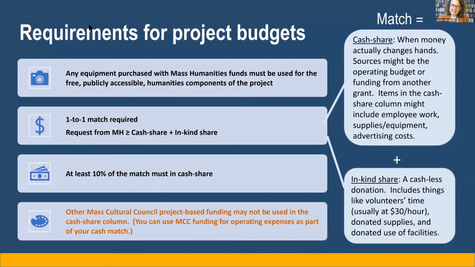And then finally, I just wanted to clarify something, and this is a little bit different from what you'll see in our grant guidelines. It's a little bit more precise. If you have project-based funding from Mass Cultural Council, you cannot use that as part of your cash share for this grant. However, we know that many of you have been receiving Mass Cultural funding this past year for operating expenses, as part of their COVID relief response funding, and that you can count as part of your cash match.